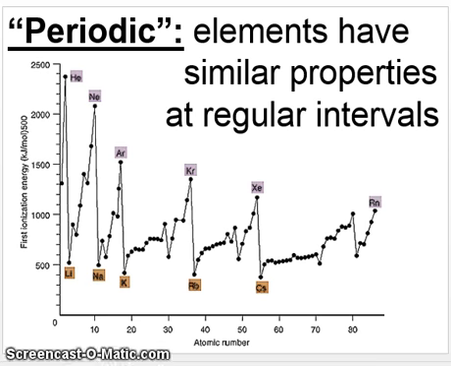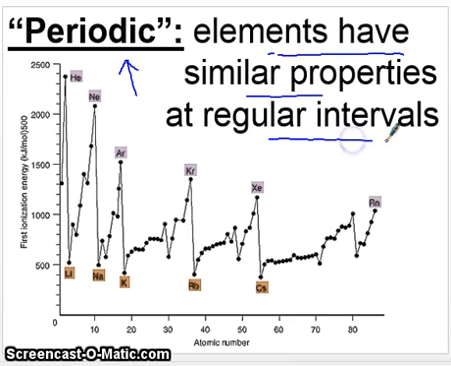Why is the table called periodic? Well, the word periodic just means every once in a while, meaning regularly. So if you take a look at the elements, if you string them out, all the elements, just in one line, you'll see that regularly you'll find similar properties come out. And that's what we mean by periodic. Elements have similar properties at regular intervals.